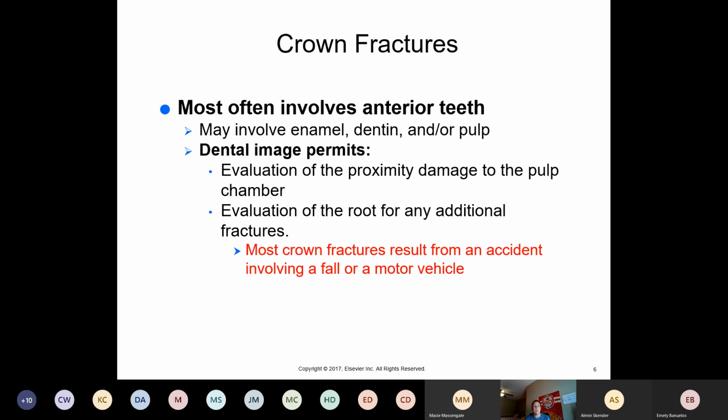So when that occurs, depending on how bad the break is, that could involve the enamel, the dentin, and the pulp possibly. And if it breaks to where that pulp is exposed, a lot of times your patients are going to have severe sensitivity because now they've got raw nerve exposed to air, cold, hot, anything. A lot of times they won't even be able to talk because the air that comes in just zaps them. So if we take an image of that, it's going to allow us to evaluate how close that damage is to the pulp and the root for possible additional fractures.